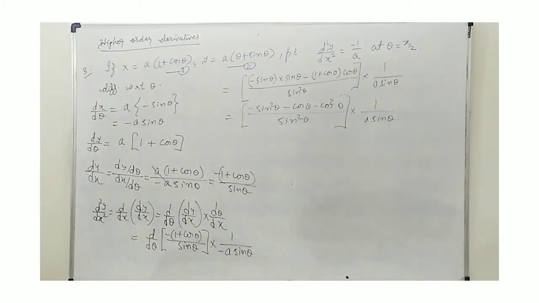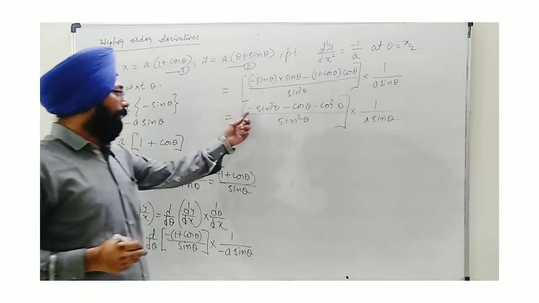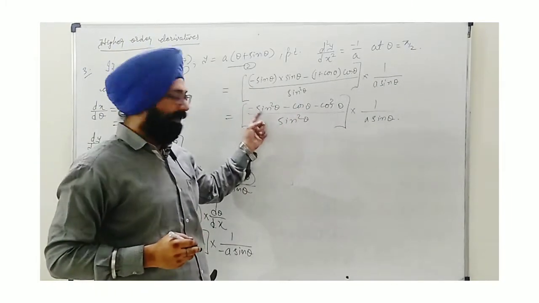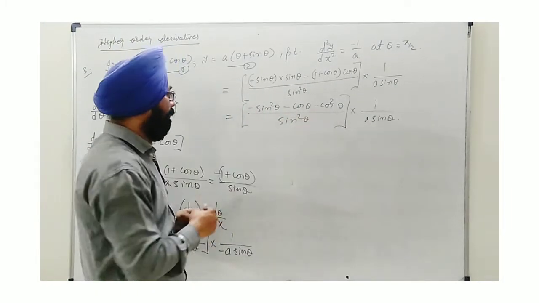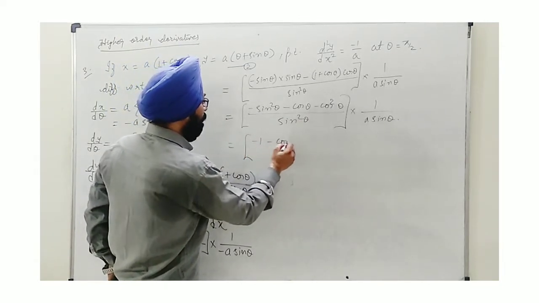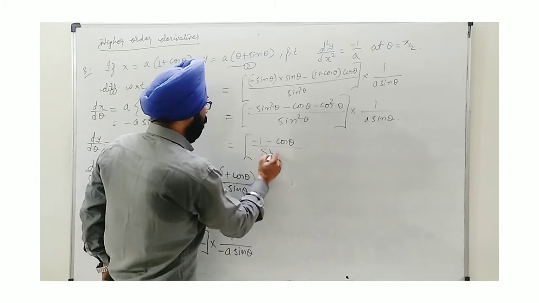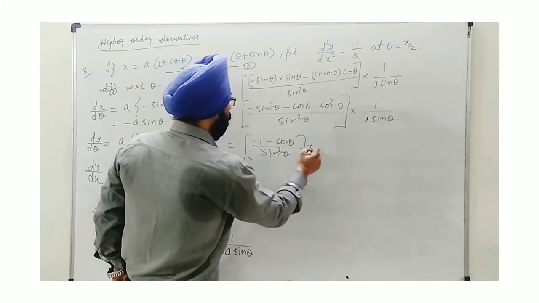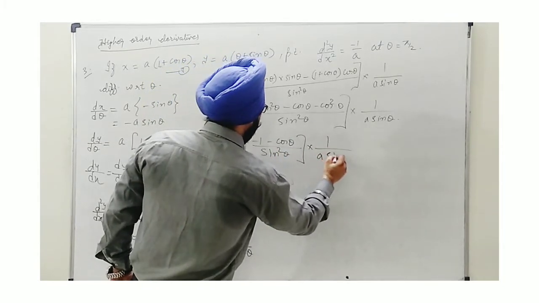As soon as we do, I see that the minus sign is common from these terms, making it sin square theta plus cos square theta. By identity that turns out to be 1. So minus (1 plus cos theta) upon sin square theta, into 1 upon a sin theta.